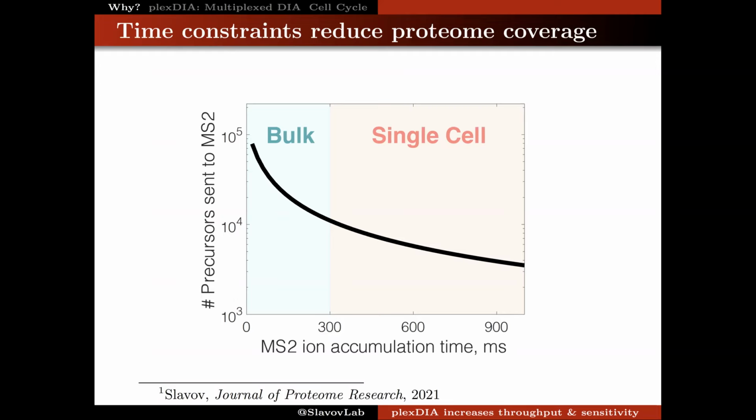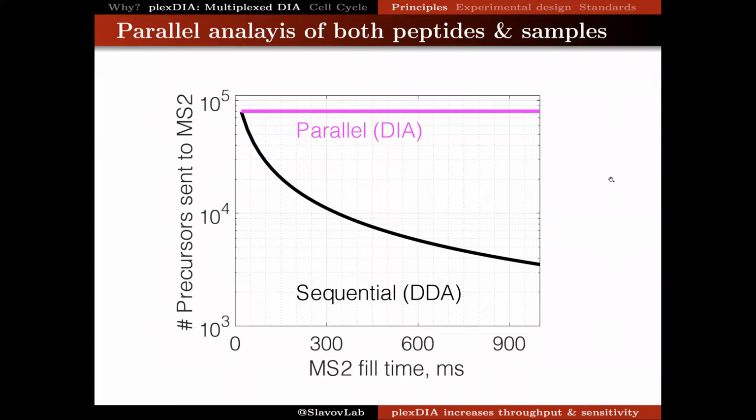Of course, one possible solution for that could be to use data-independent analysis that allows us to analyze many peptides in parallel. And therefore, we are able to collect data for all detectable peptides. Now, collecting data for all detectable peptides is not the same as identifying them or quantifying them. That's a separate goal. But generally, data-independent analysis is performed as label-free analysis, and therefore we can analyze only one sample per unit time, which limits the throughput.